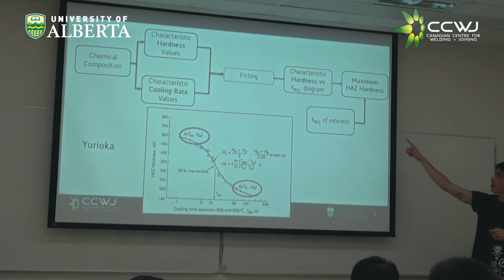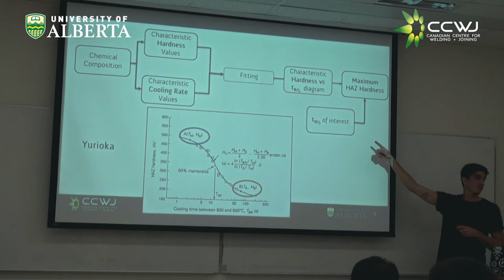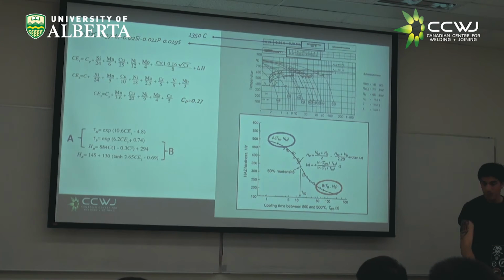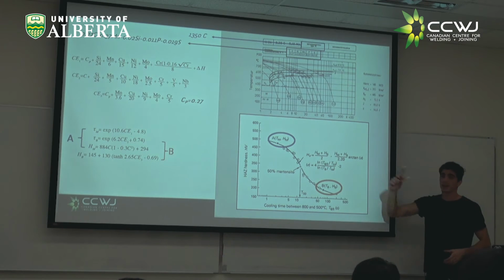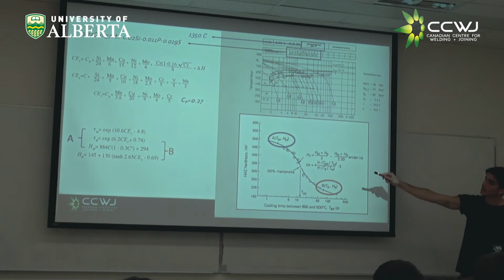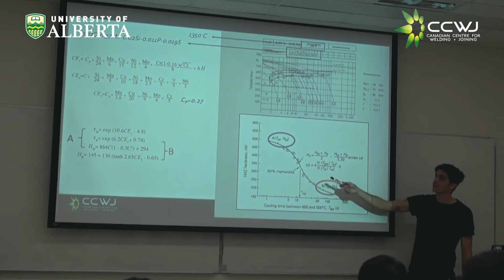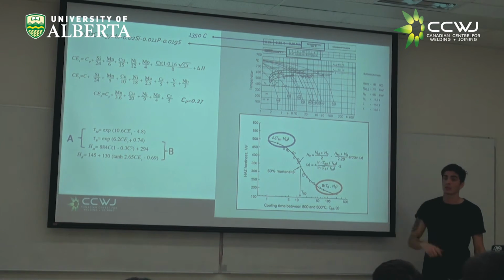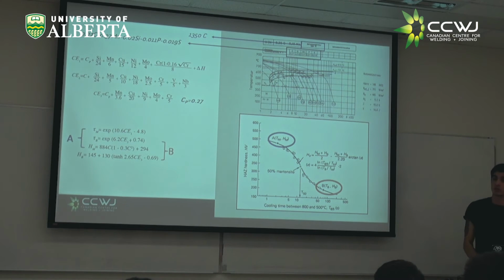Once you have A and B, you have the characteristic hardness versus TA5 diagram. Then you go in with the TA5 of your interest, and you get a maximum hardness value, right? So, again, how do we calculate B and A? You basically have those four equations on the left: tau M, tau B, HM, and HB. Tau is the capital T here, and the H is the H there. So these two coordinates are given by those equations, right?